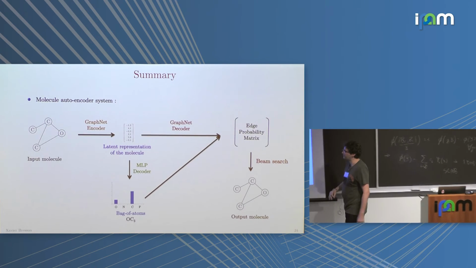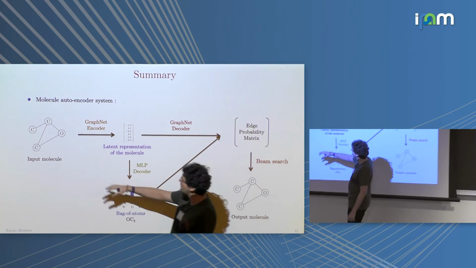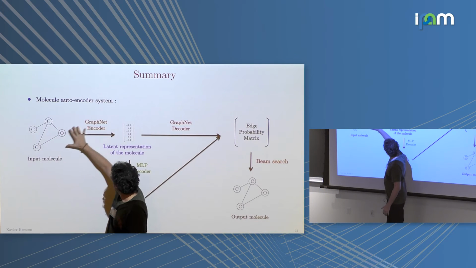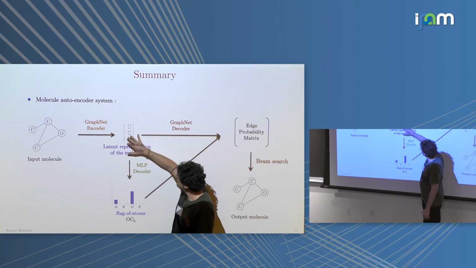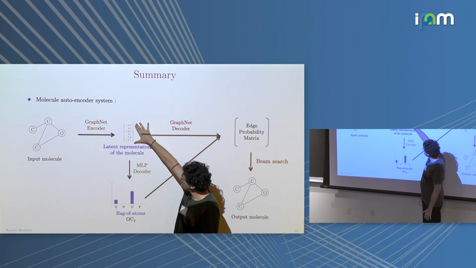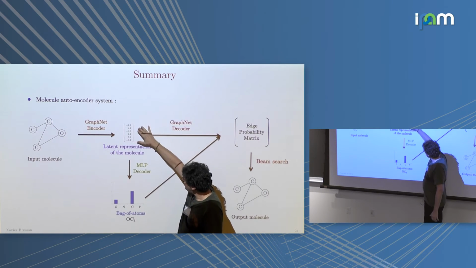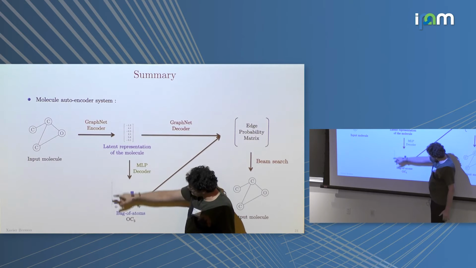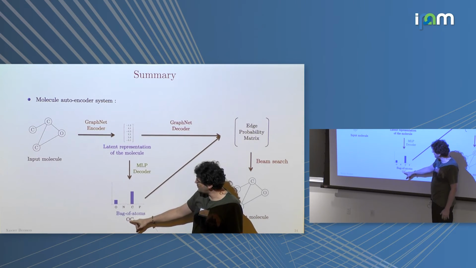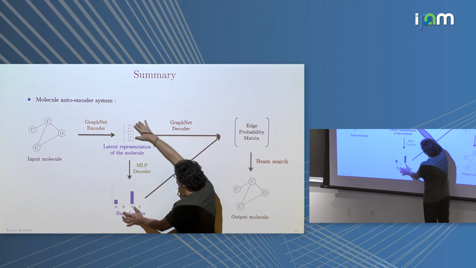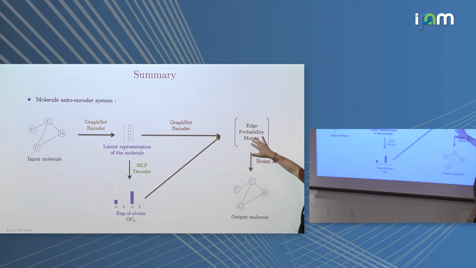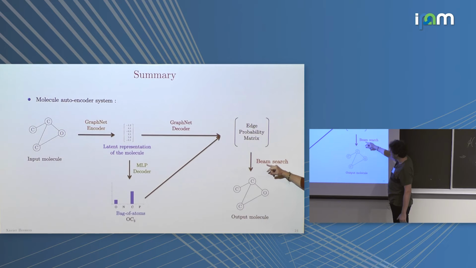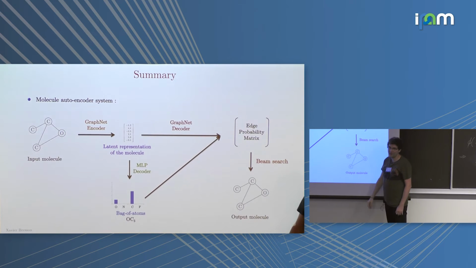So in summary, I start with my molecular graph. I use an encoder with a graph neural network. I get a vectorial representation of my molecule. Then I use an MLP to get the atoms inside my molecule. And then I use the atoms and the molecular representation together to get the edge probability matrix. I do beam search on that, and I get a valid output molecule.